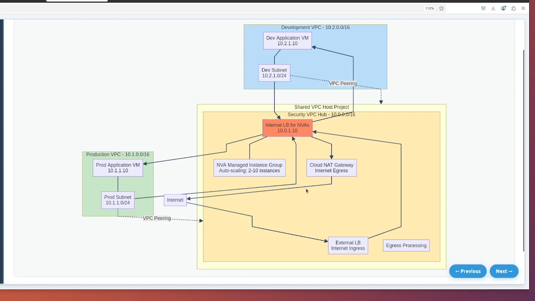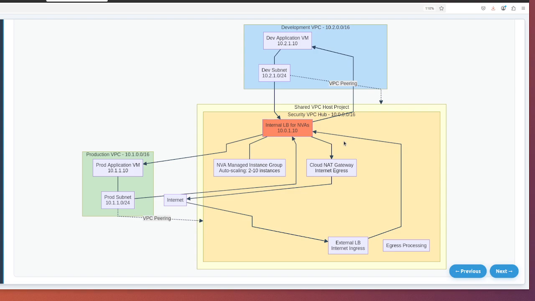First, it centralizes security policy enforcement. Instead of having security appliances in every VPC, you have a single security stack that all traffic flows through. This reduces costs and management overhead. Second, it provides consistent security posture across all your applications. Whether you have a development environment, production environment, or DMZ, they all get the same level of security inspection. Third, it enables efficient resource utilization. A single pool of NVA instances can handle traffic from multiple application environments, with automatic scaling based on overall demand.